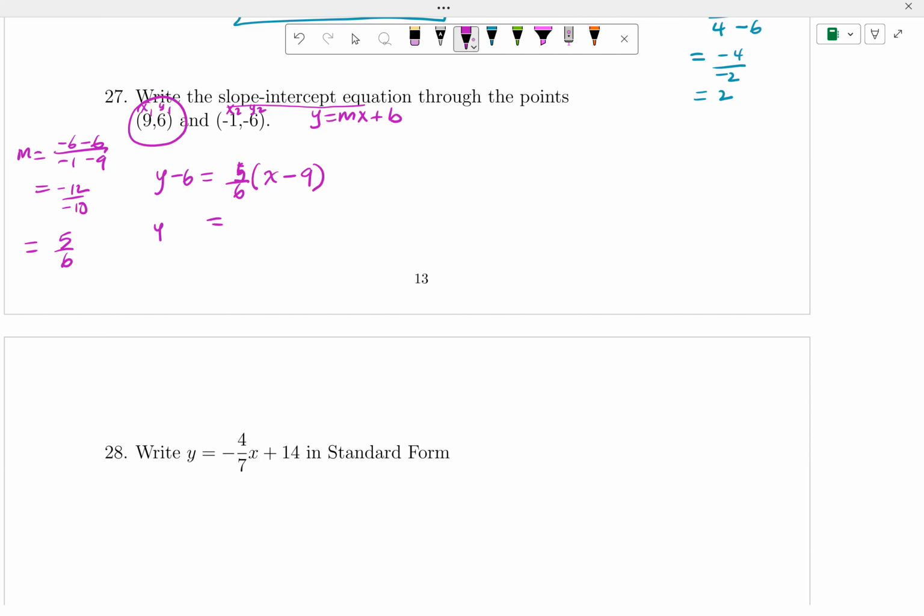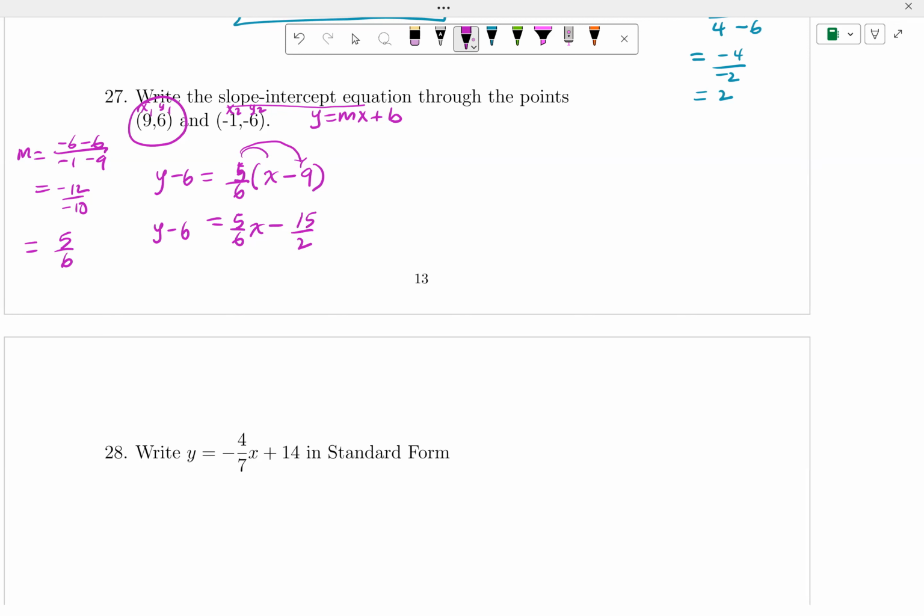So we end up having y minus 6 equals 5/6 x minus, what's 5/6 times negative 9? Those of you who have a calculator, yes, of course you're welcome to use your calculator. I'm just distributing here. I guess it's negative 15 over 2.